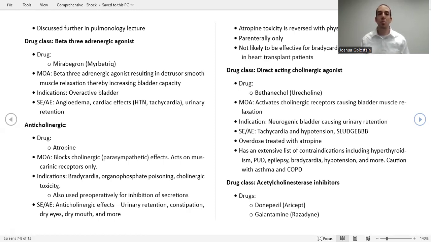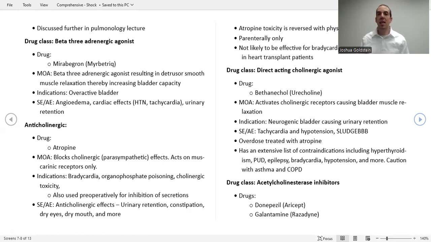You might just see them listed in your notes as anticholinergic effects. But what do they mean? They mean everything dries up. So urinary retention, constipation because the stools get dry, dry eyes, dry mouth. We can also get blurry vision because of the dry eyes. We can have many more effects as well. Those are generally the classic anticholinergic effects, very commonly tested on.